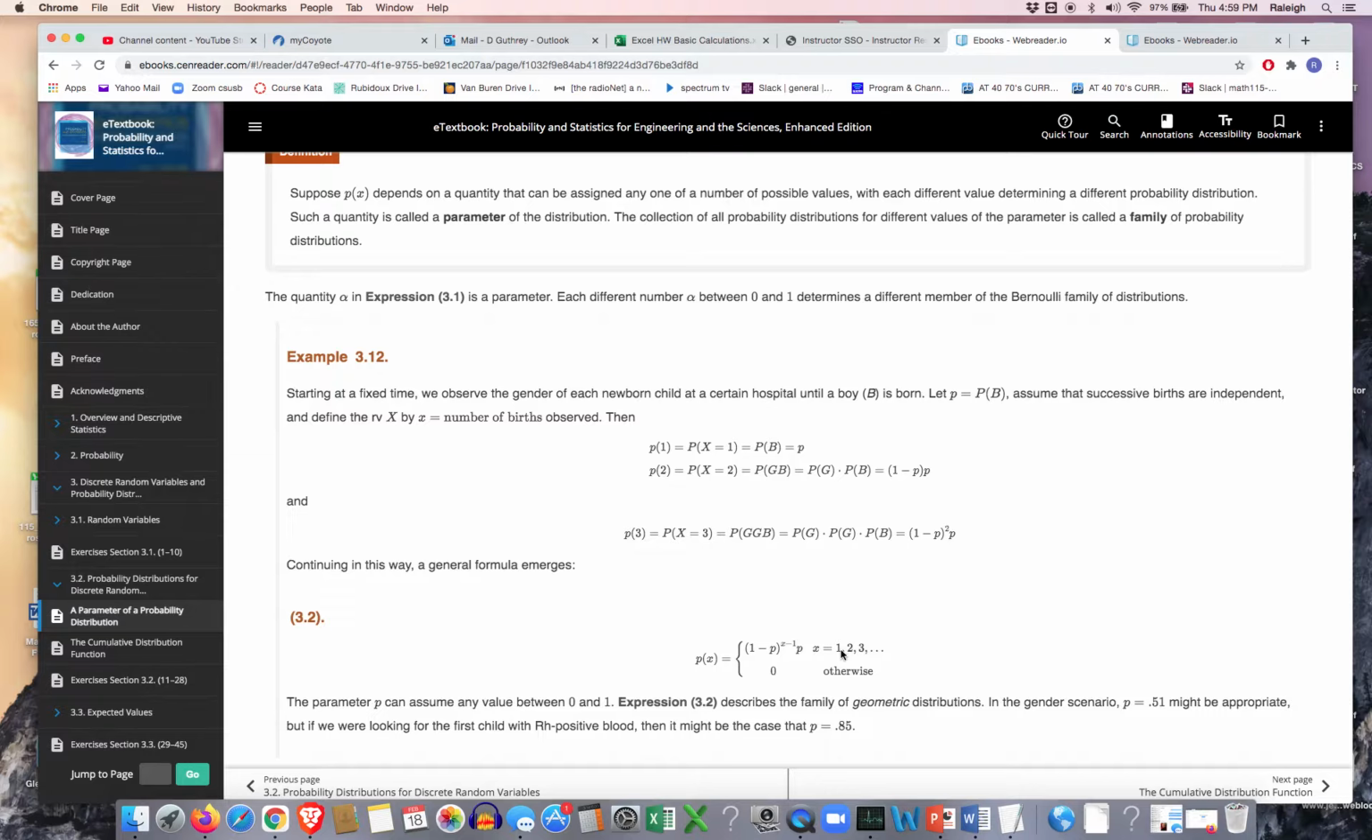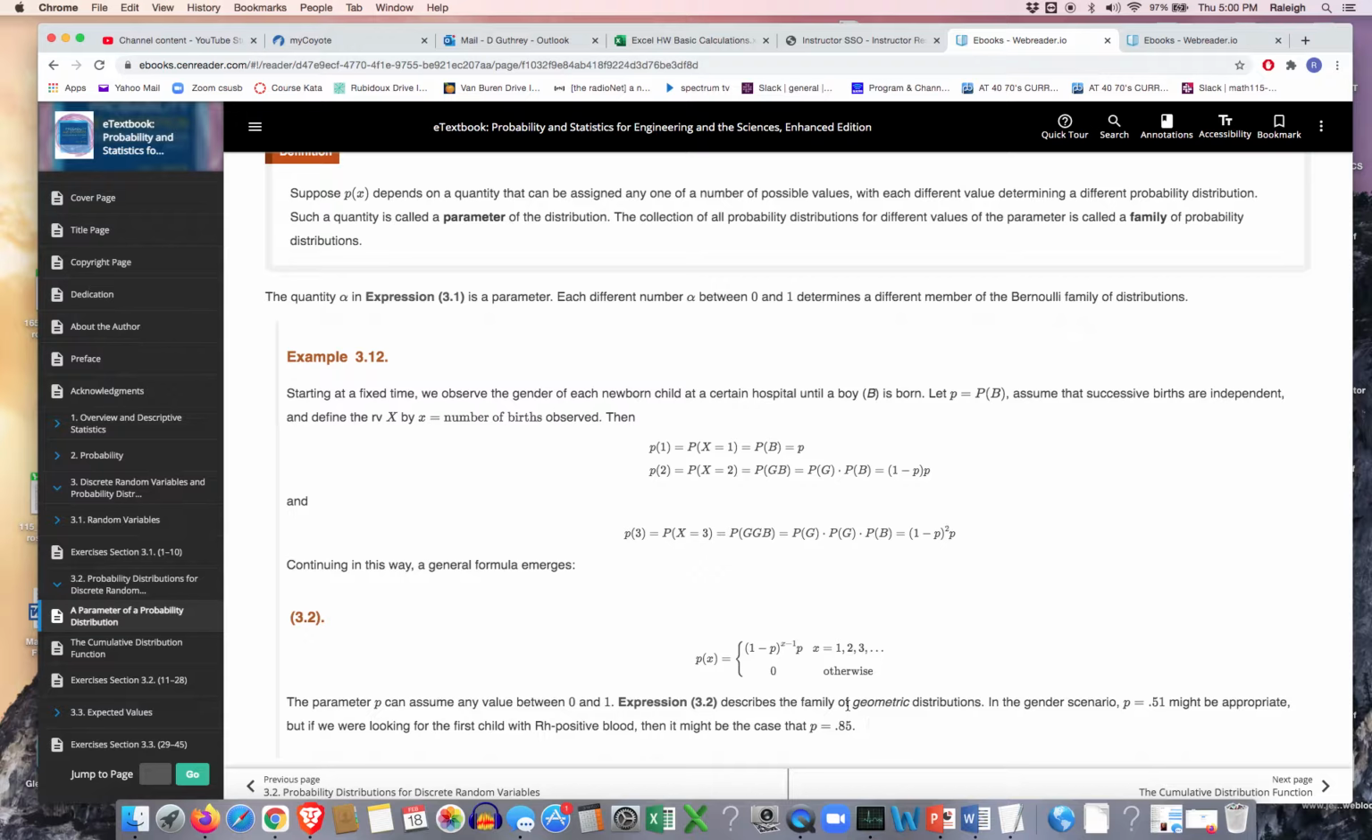Of course, x has to be at least 1. And anything else doesn't make sense, so they just zero it out. And often that statement is kind of skipped, implied to be obvious, but your book is not assuming that anything's obvious. But they do say that p can, of course, be between 0 and 1, and it most likely would be 0.51.